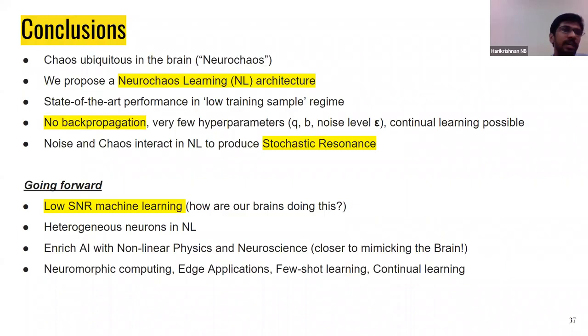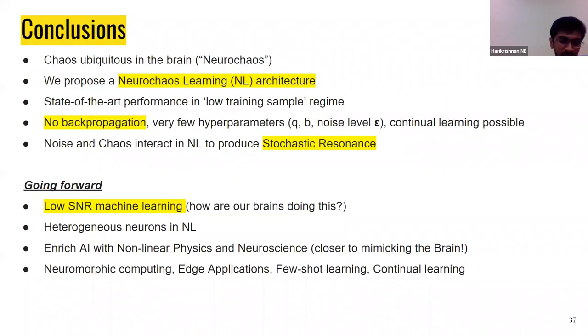Going forward, we would also like to see that in the brain, computation is highly noisy and still computations are happening. So how can we incorporate low SNR computation in learning? Then can we use heterogeneous neurons in NL? And one question that came from the participant is, can we have different epsilons? That is also one line of work I'm planning to do: different epsilon for different features or using heterogeneous neurons in NL.